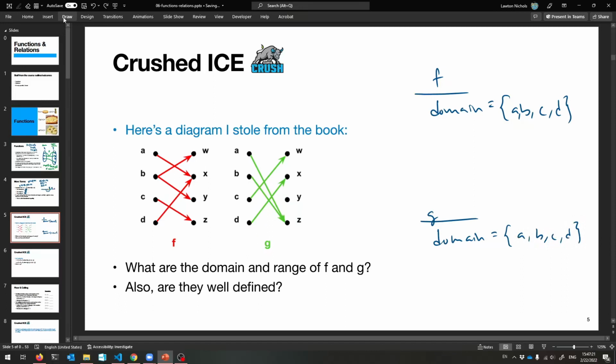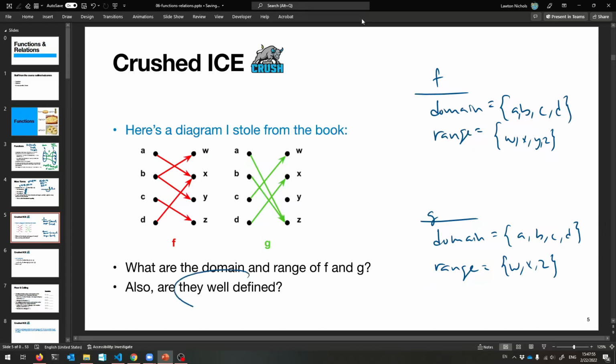All right, now let's talk about the range. What in the world is the range of F and G? Remember, the range is not the same as the codomain. The range is just all the things that are being hit. So everything that's being hit by an arrow. So it looks like W, X, Y, and Z for F. And then the range for G is W, X, and Z, no Y. See that? W, X, and Z, no Y.